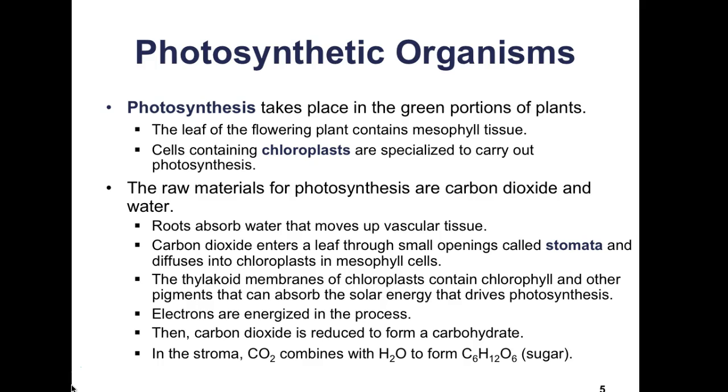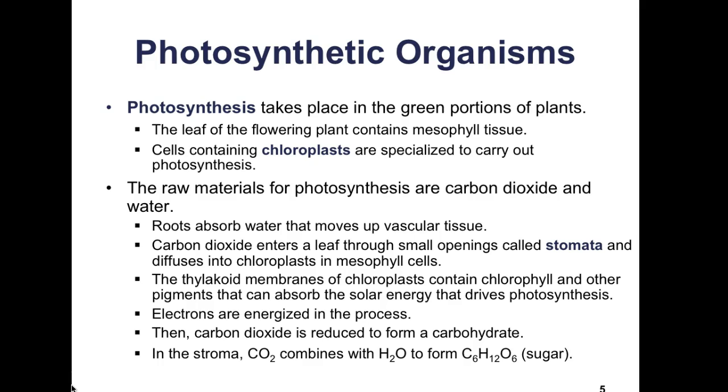Basically, the raw materials for photosynthesis are CO2 and water. Roots absorb water that moves up the vascular tissue. Remember, water would travel via a plant tissue, the xylem, pronounced zylem, and it's going to be traveled up to the leaves. Carbon dioxide is going to enter into the leaves through small openings called the stomata. Remember that the opening and closing of those stomata are controlled by guard cells, and that is going to be the basic process of simple diffusion.